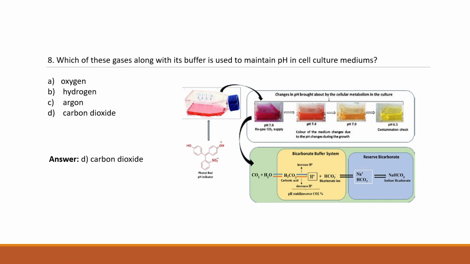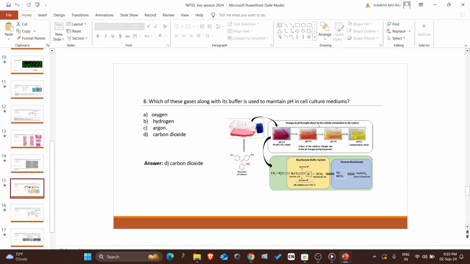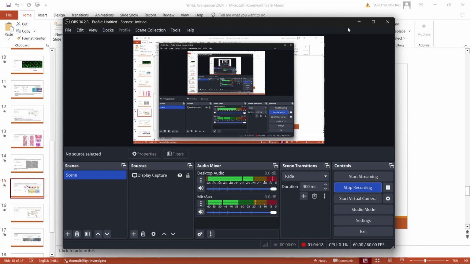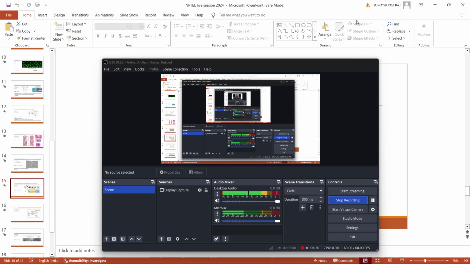So when the cells grow, they secrete several things. They utilize things from the medium. So then the H plus concentration changes in the medium. To maintain that, this bicarbonate helps. So this carbon dioxide has to be continuously supplied so that this bicarbonate equilibrium is maintained, and then a few of the bicarbonate will also serve as sodium bicarbonate reserve. So this bicarbonate is only actually present in the medium, which acts as a buffer system.